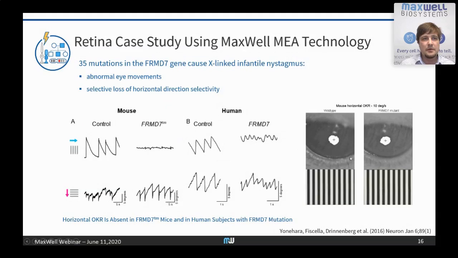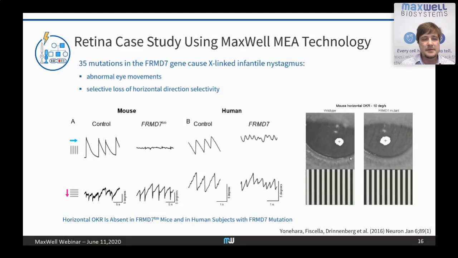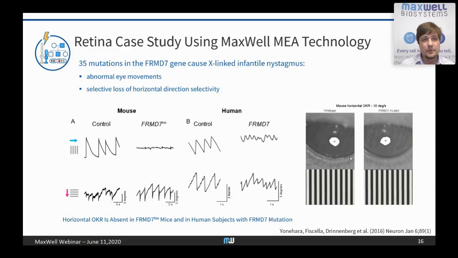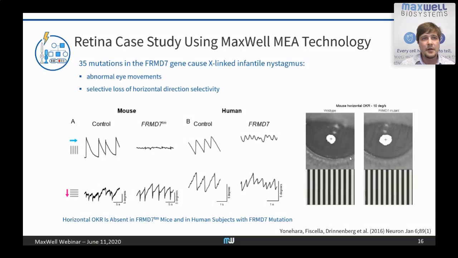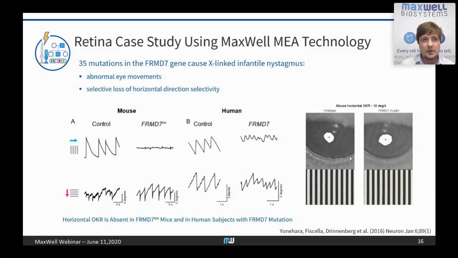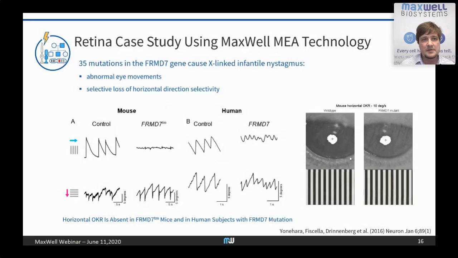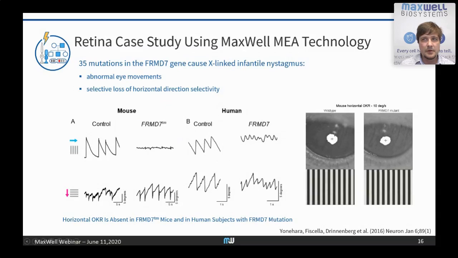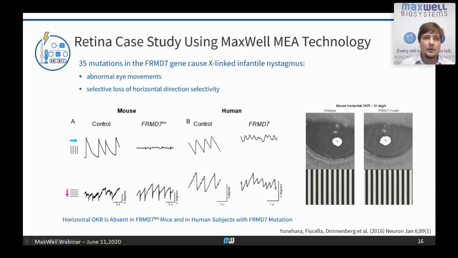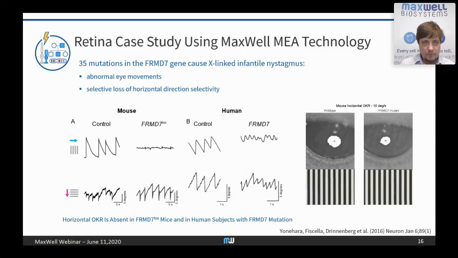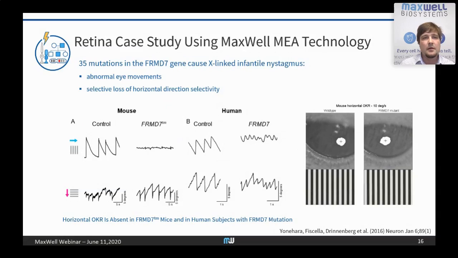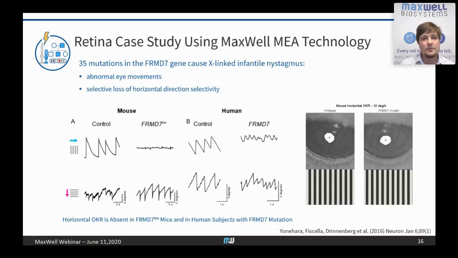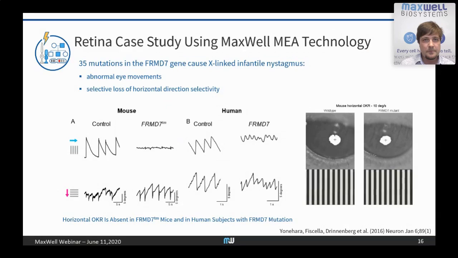Now, as we can see in panel A, when we look at control mice, these show nice horizontal eye movements and vertical eye movements, while in the FRMD7 mutant mice, horizontal eye movements are gone, whilst the vertical movements are still maintained. And this is also evident in the video here on the right. Now, with the same gene mutation in humans, again the horizontal eye movements are lost in FRMD7, but the vertical eye movements are still present.